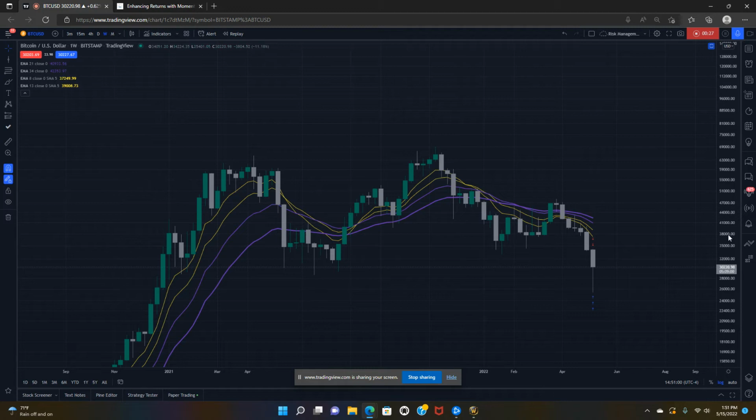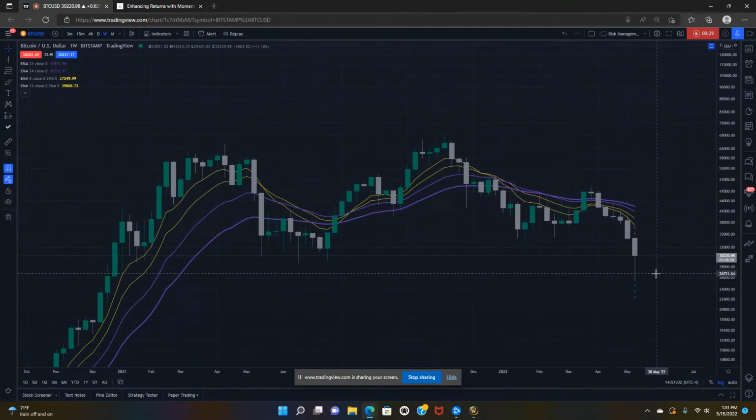So essentially what I've done here is I have four exponential moving averages. On TradingView, you can just search exponential moving average and it'll come up. I'm using the 8, 13, 21, 34. For those of you who are familiar with Fibonacci numbers, you'd know that 8, 13, 21, and 34 are numbers in the Fibonacci sequence. That's why I've chosen them.